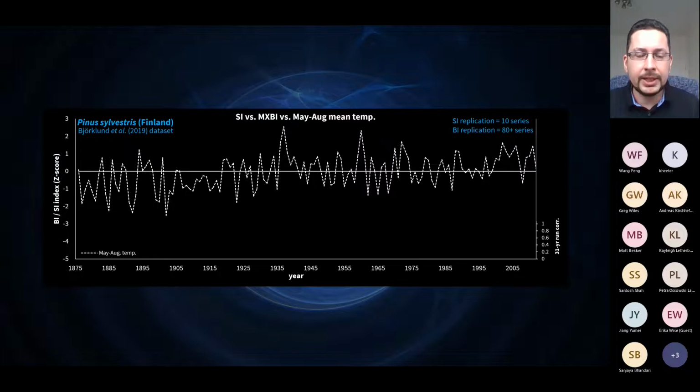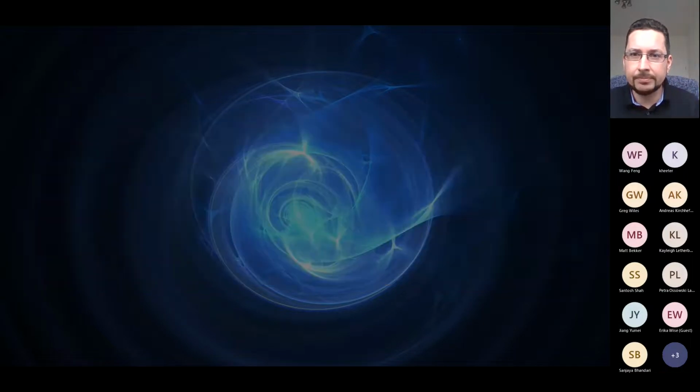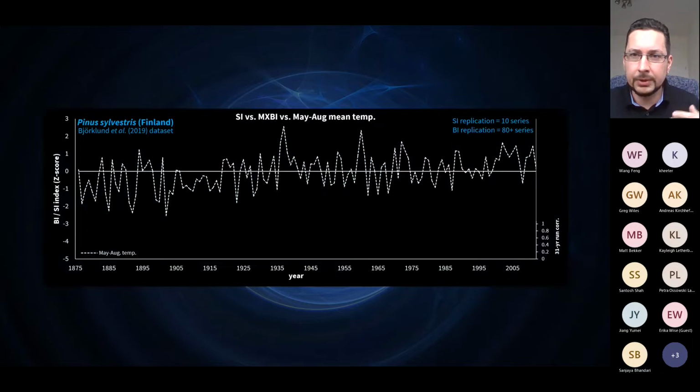Still looking at the samples from Finland, if we compare the surface intensity and blue intensity data against the optimal climatic season, May to August mean temperatures, in this case we have 10 series of surface intensity samples, and a large number of blue intensity series to make up the chronology.